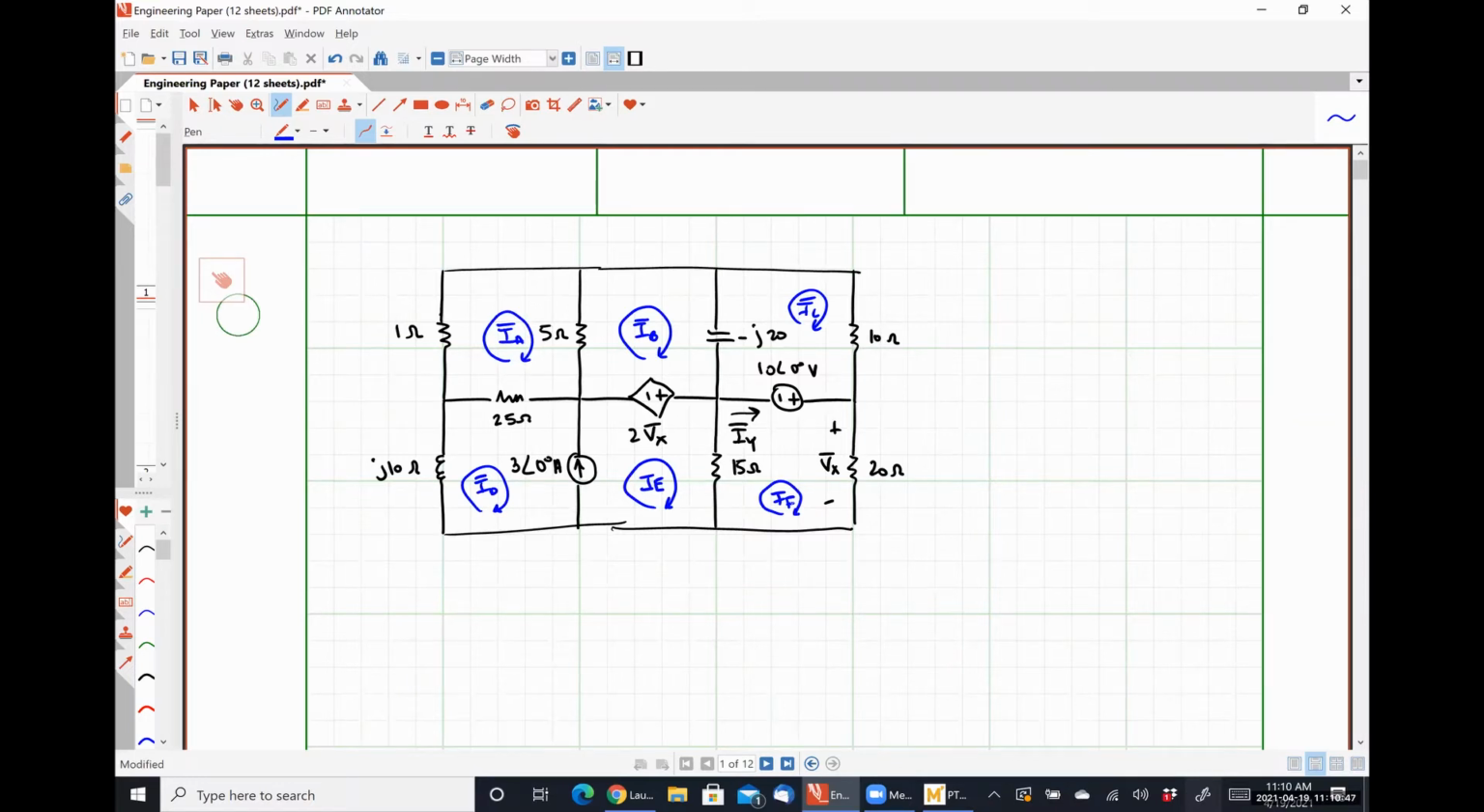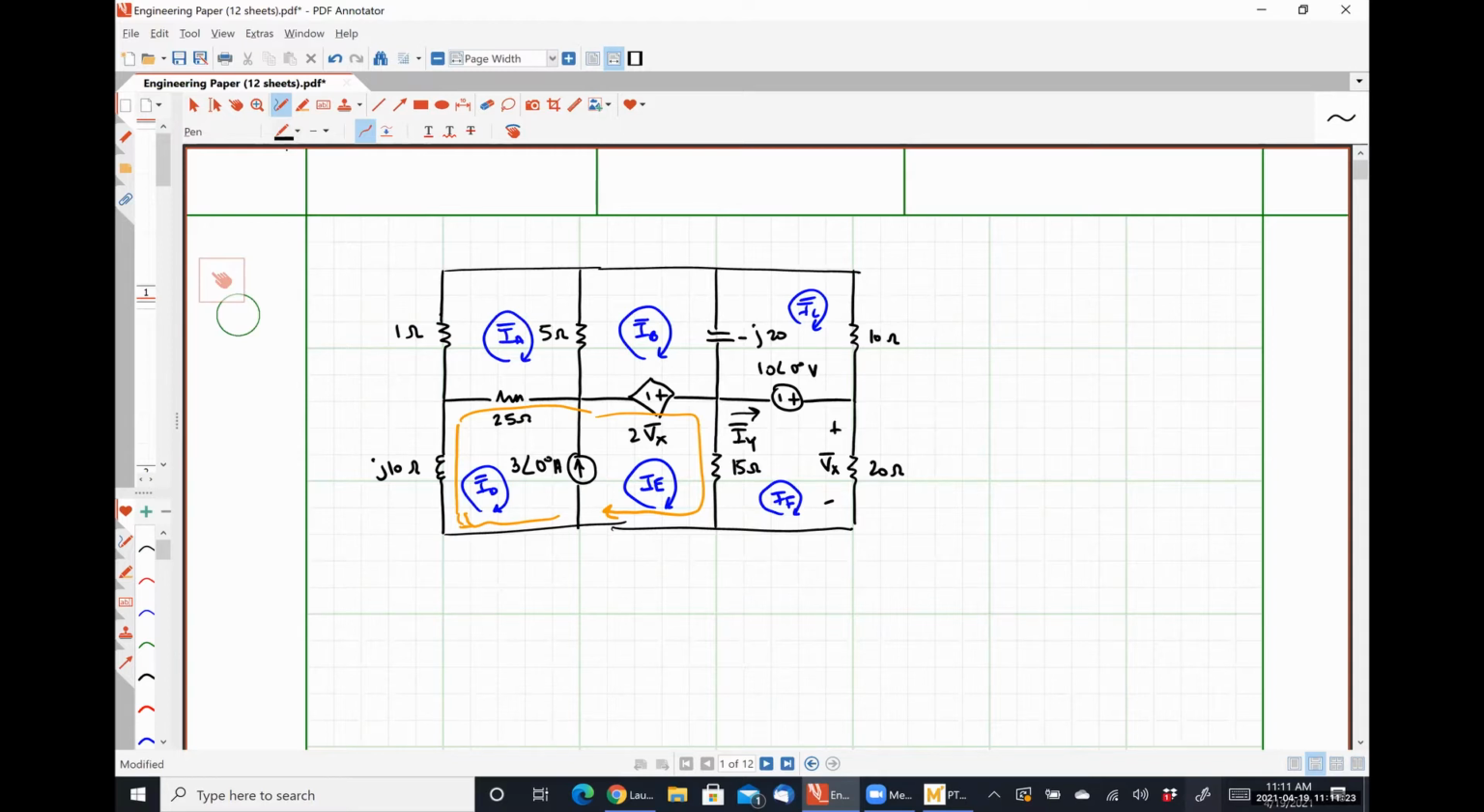All right. So let me ask you guys a question. Do we have any super meshes that we need to identify? Yes. So if there's a current source, there's probably going to be a super mesh. Specifically, there's an interior current source. So there's going to be a super mesh. So our super mesh, I'm going to do this guy in orange, is going to be around this loop.